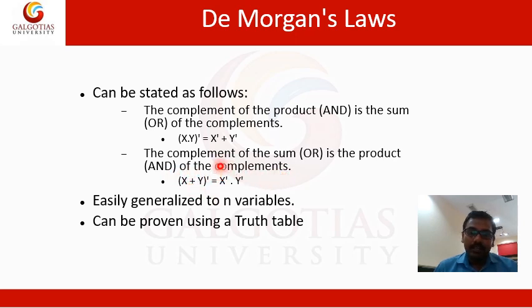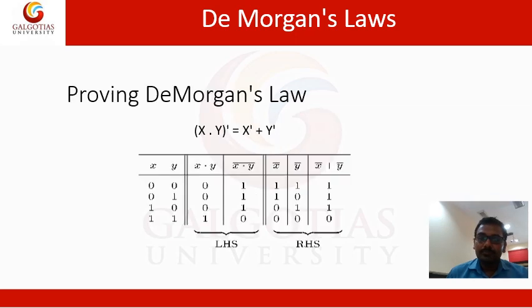And we can generalize this law for n number of variables, and it can be proved by using the truth tables. So we will prove these two laws by using the truth table. In the first case, X dot Y complement is equal to X dash plus Y dash.